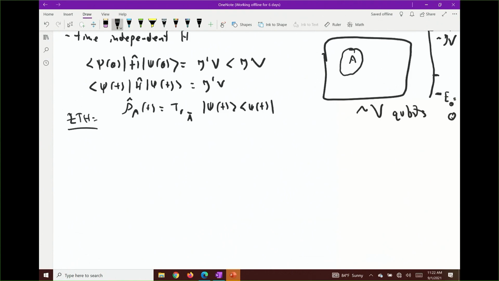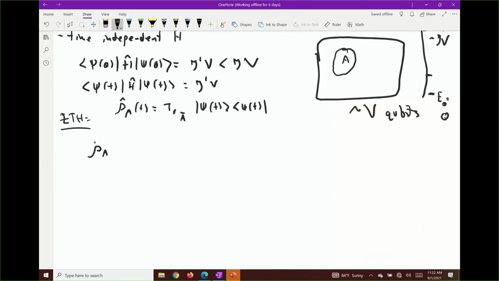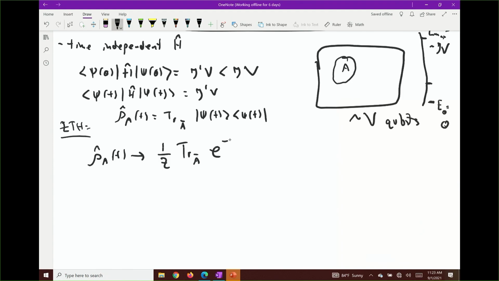Okay, so you construct the density operator for this pure state, and you trace out the complement of this finite region. That's now some mixed state. And what the ETH says is that in time, rho A of t looks like a thermal state. So rho A of t approaches something that looks like a thermal state, up to a normalization, since the trace of this thing has to be 1. This looks like the trace of a thermal state, e to the minus H over kT, for some temperature T.